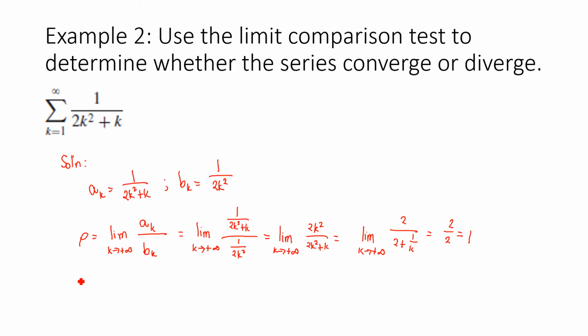Since our rho is finite and positive, it follows from the theorem presented previously that the given series converges, which agrees with the conclusion reached from the previous example using the comparison test. So in this case, we have proven that the series converges.